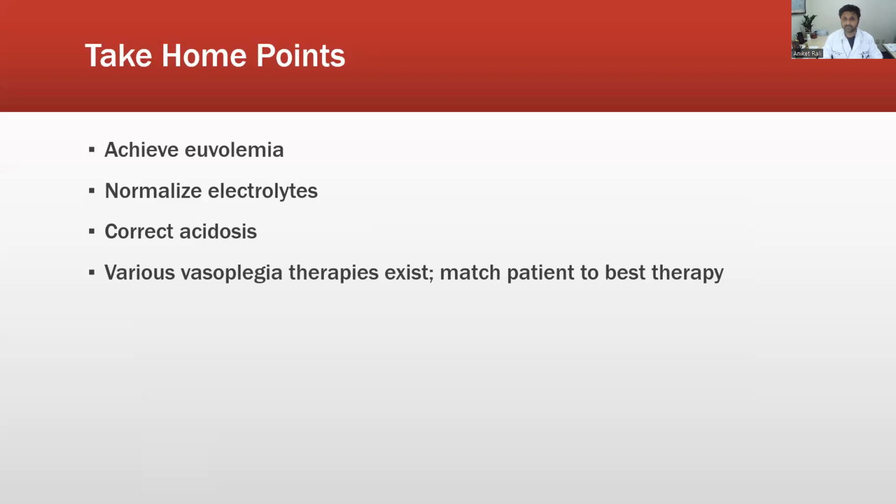Various vasoplegia therapies exist, as we talked about earlier in this talk and even the previous talk. And the goal is always to match the patient to the best therapy that is available for that patient. And when all else fails, when it comes to medical therapy, you can always escalate to temporary forms of mechanical circulatory support if the patient is refractory to these medications. But the key point is that all of these forms of temporary mechanical circulatory support are indeed temporary, and you have to have some kind of an exit strategy before you initiate them.